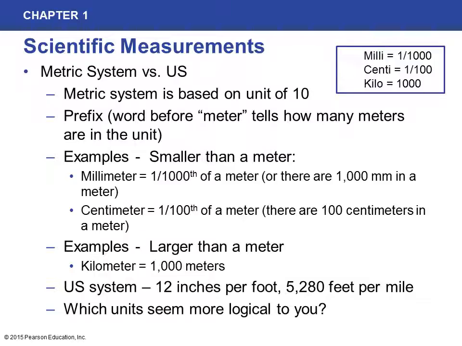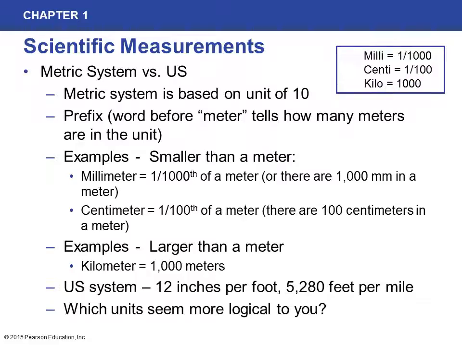Continuing on with scientific measurements, we grew up in the US using standard inches and feet, and most of the rest of the world uses the metric system. The reason for this is that the metric system, once you get familiar with it, is really much simpler. It's based on units of 10, and the prefix, or the word before the word meter, tells us how many meters are in a unit. So really you just need to know some basic Latin: milli means 1/1000th, centi means 1/100th, and kilo means 1,000.